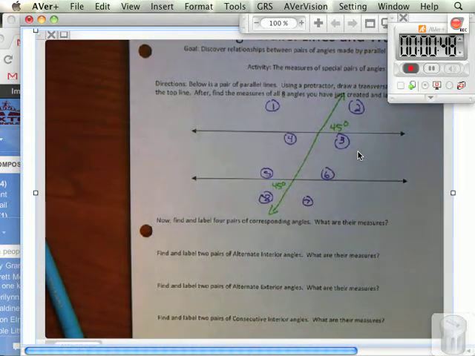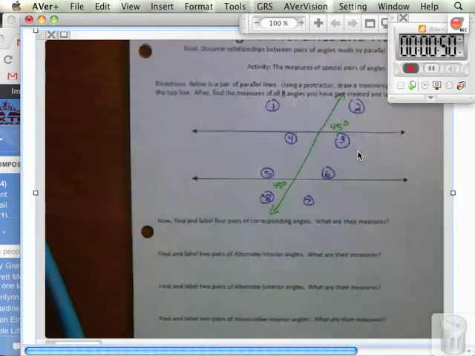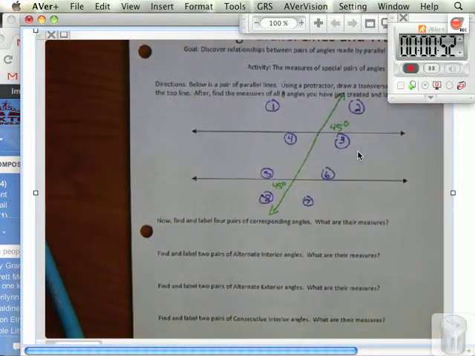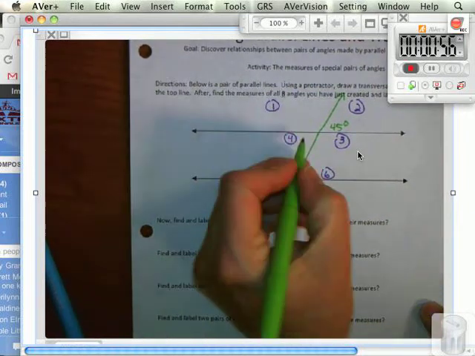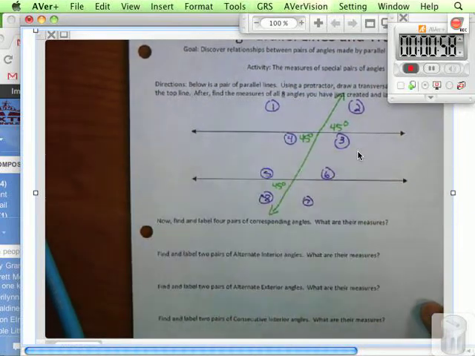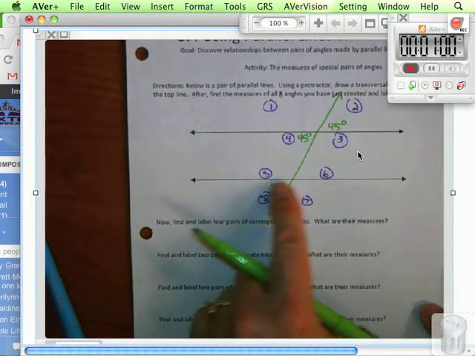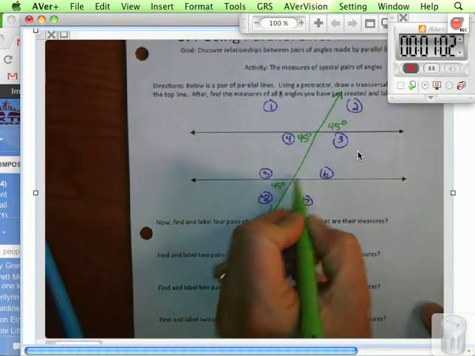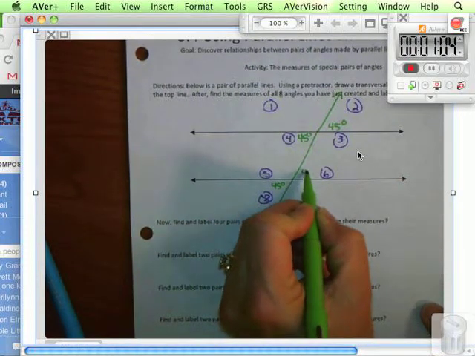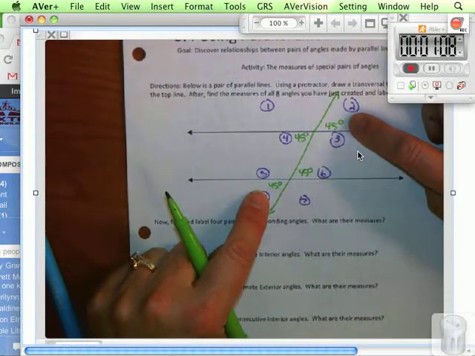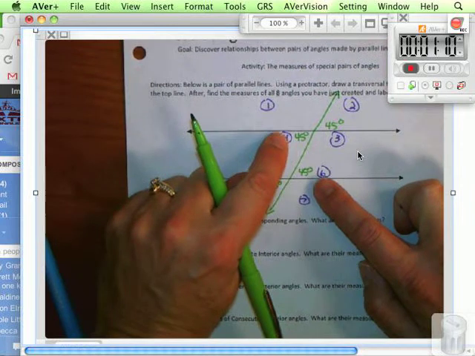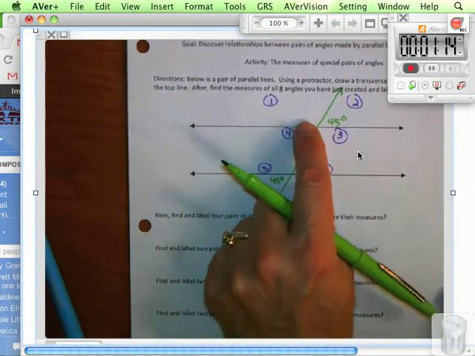Can we come up with the other measurements in here? Knowing that they're parallel lines, we should be able to come up with the other measurements, correct? This 45, what's this one? 45. And we know that because they're vertical angles. This is 45, what's this one? What's 6? 45. Okay, so right now we can tell alternate exterior are equal, alternate interior are equal, correct? Because they're parallel lines.